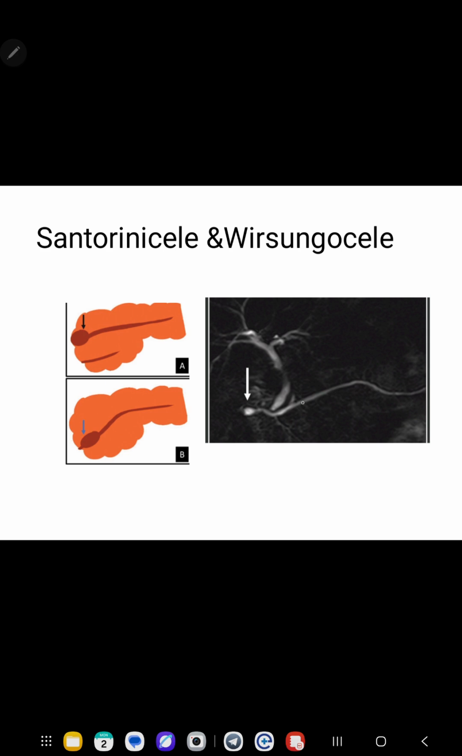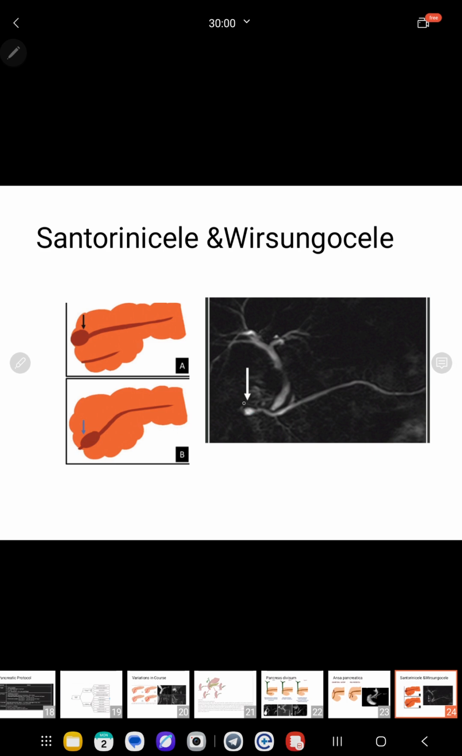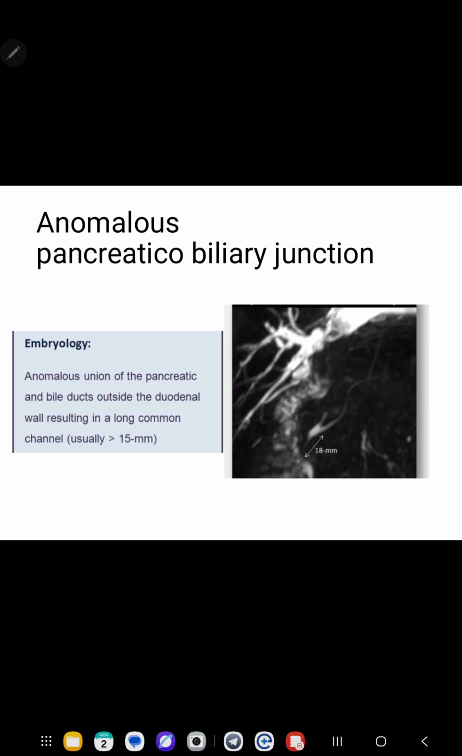So in this image we can see this is Santorinocele. It is associated with the pancreas divisum. It is crossing the bile duct. So there is pancreas divisum, and associated with this, at the terminal end there is cystic dilatation. So this is Santorinocele.